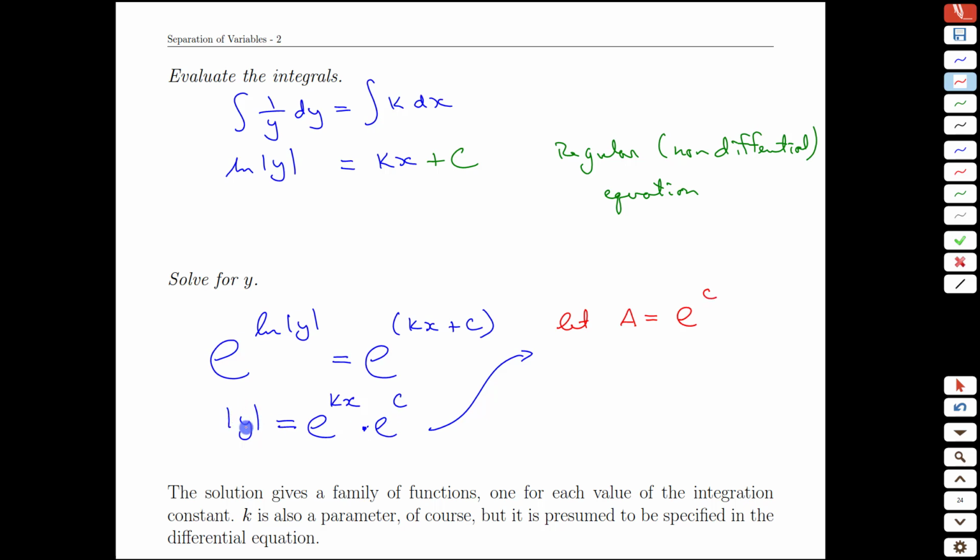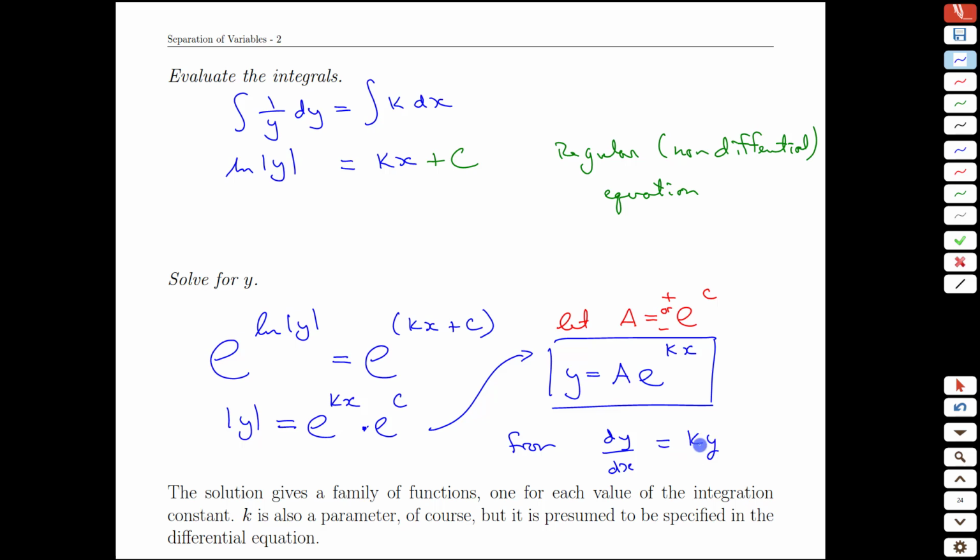We can also say, well, if y was negative, when we take away the absolute values, we'll need to account for that. We're going to make A positive or negative as we need to. This feels a bit weird again at the start, but notice what we get in the end. We end up with y equals A e to the kx, A times e to the kx. That is exactly what we would expect for the equation we started with, which was dy/dx equals ky.